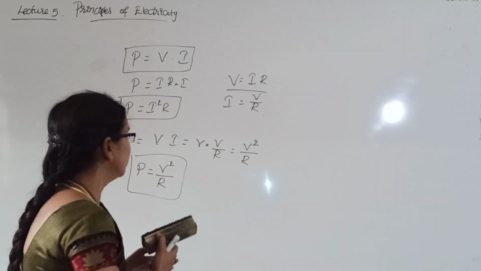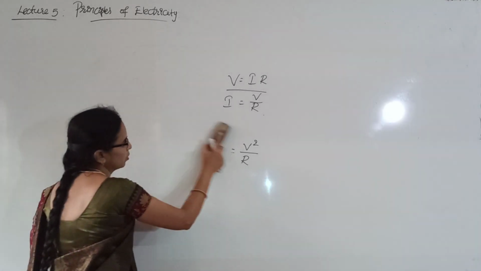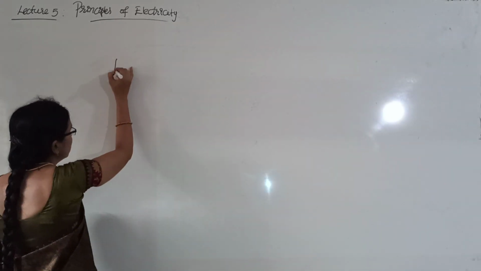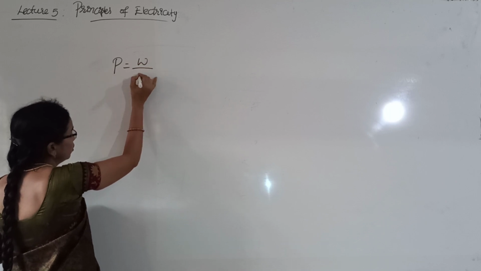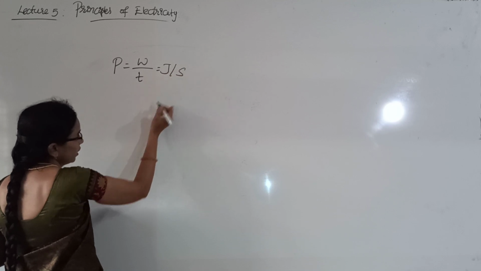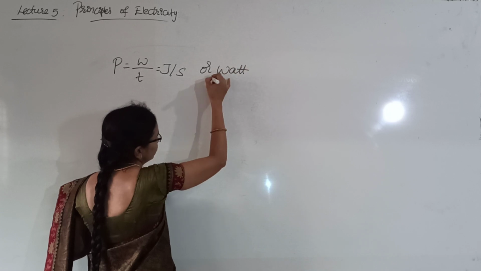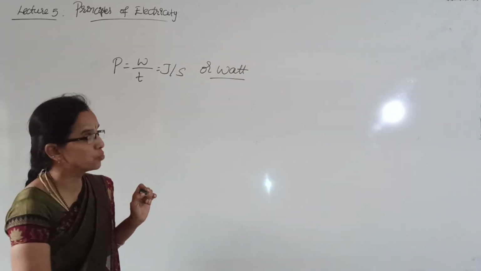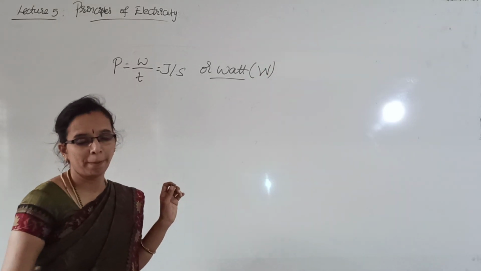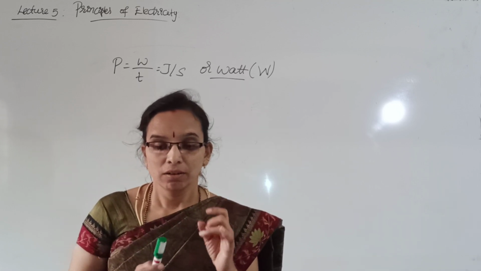And the SI unit for power: power can be expressed as P is equal to W by T, that is joules per second, or watt. It is mentioned as watt, and capital W it is. Okay, power, watt. You can see the power ratings.